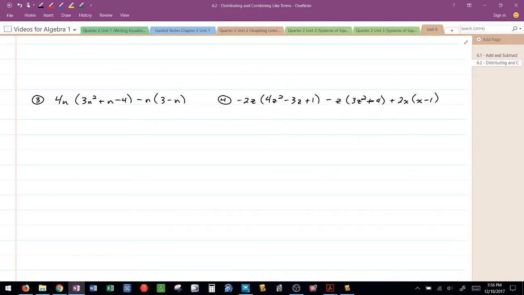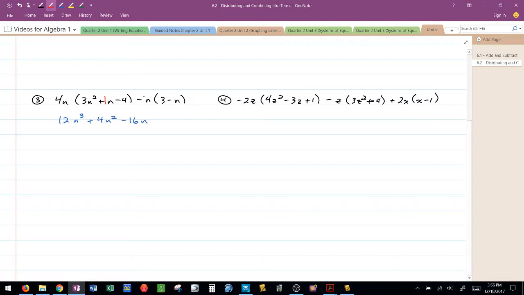So let's take a look at the third example here. I'm going to distribute 4n first. All right, that'll give me 12n to the third plus 4n squared. Remember, there was a 1 in front of that n. Minus 16n.